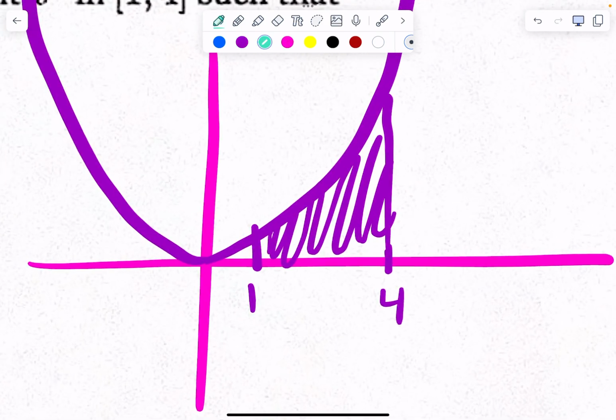I need to figure out how tall I need to make this thing. So I'm going to go right there-ish. And I'm going to say this has to be where my x needs to be in order for this positive area to be the same as that negative area. Maybe I should have moved it over a little bit.